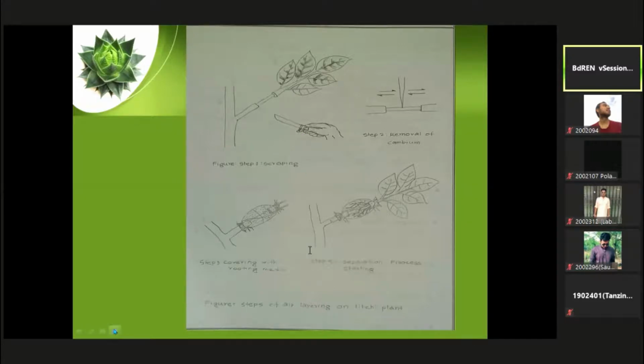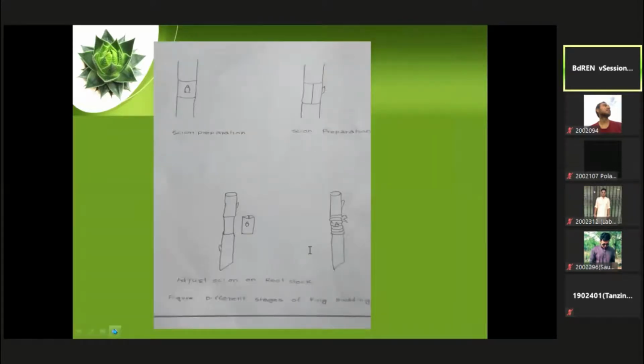Okay, thank you. So this is the way through which system or process we grow roots in air layering. Now we will go for another technique, the third study. The technique is budding. So can anyone tell me what is budding? Anyone? What is budding?